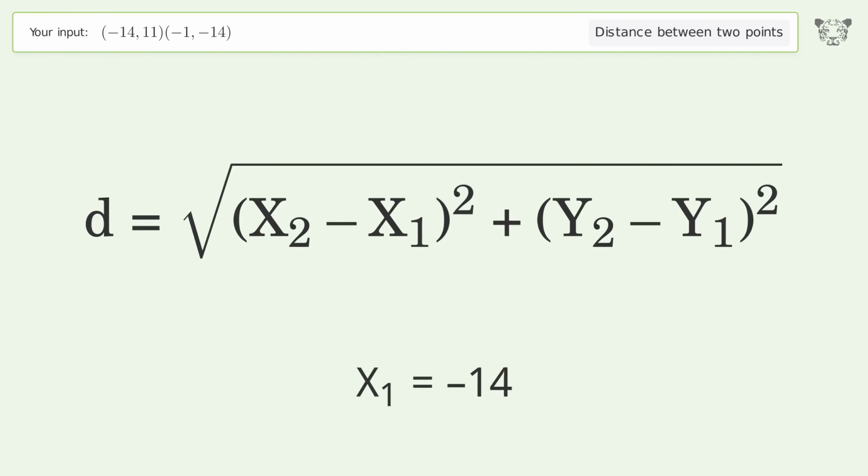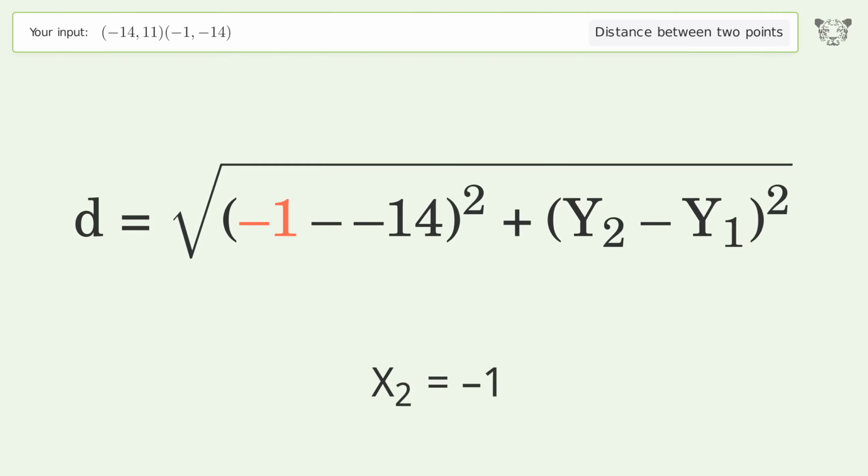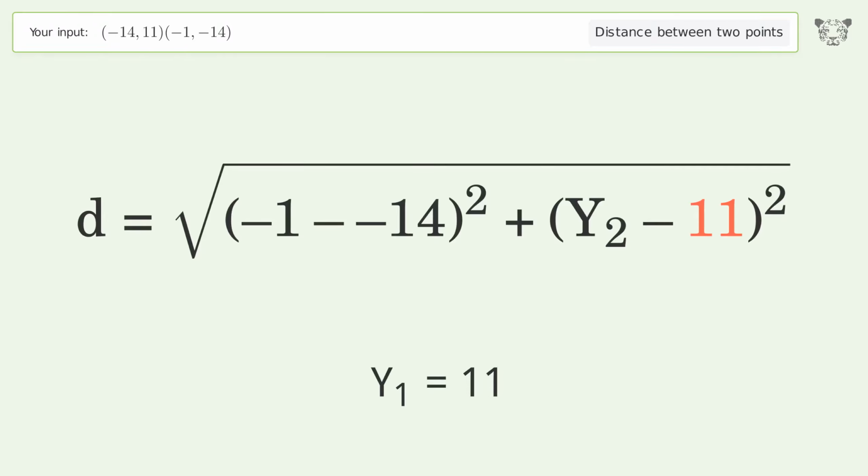x1 equals -14. x2 equals -1. y1 equals 11. y2 equals -14.